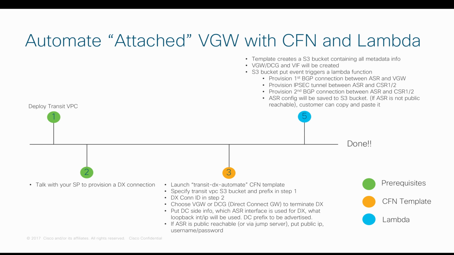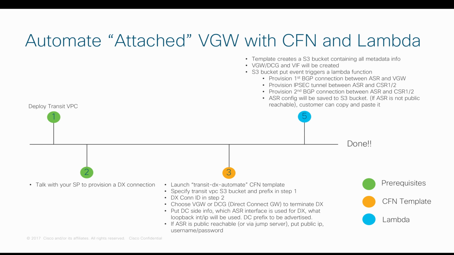You have the option to go with VGW or Direct Connect gateway. That's a new feature AWS announced a couple weeks ago. And then you have to know your on-prem side, right? You have to provision your on-prem router. If your on-prem router has internet access, the Lambda function triggered by the CloudFormation template will be able to provision your on-prem router.